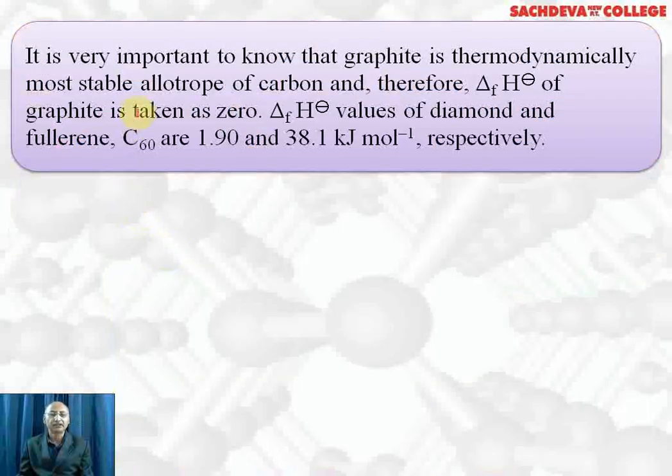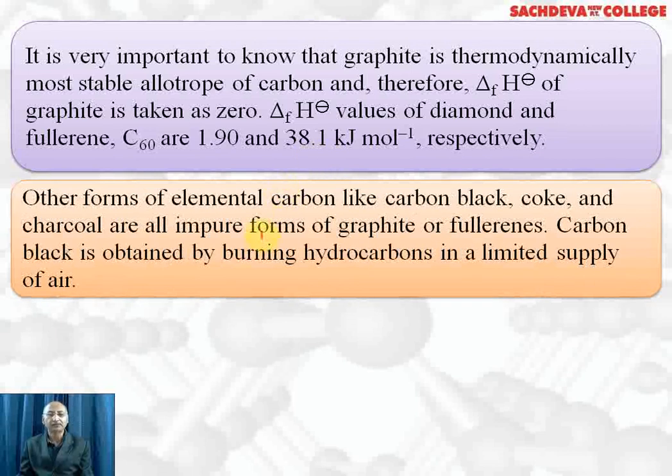It is important to know that thermodynamically graphite is the most stable allotrope of carbon. That's why we take its heat of formation or enthalpy of formation as 0. Diamond has a heat of formation equal to 1.9 kilojoules per mole, whereas fullerene C60 has 38.1 kilojoules per mole respectively. Other forms of elemental carbon like carbon black, coke and charcoal are all impure forms of graphite or fullerenes.